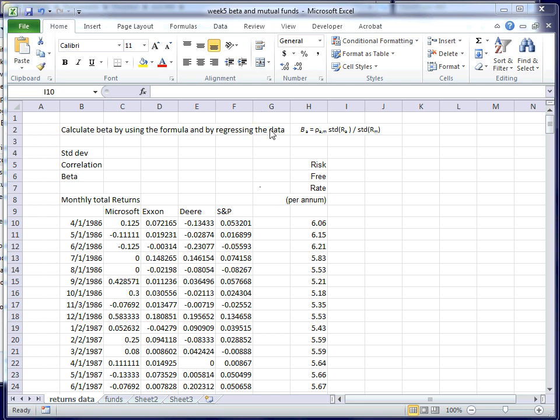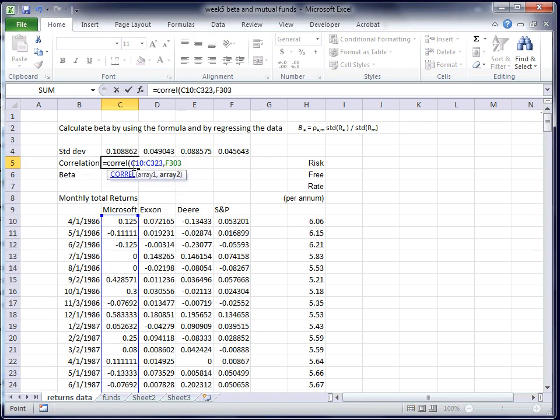First thing I'm going to do is estimate beta using the equation here, and we're going to do that for Microsoft, Exxon, Deere, the stocks that we used last week. And the S&P, here's our market portfolio. So I'm going to estimate those. I will do that on the next slide.